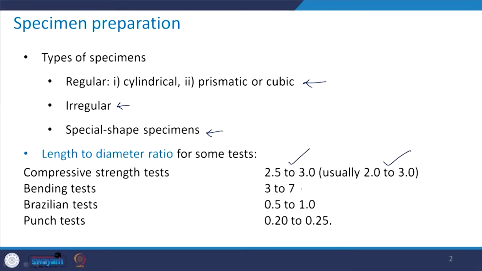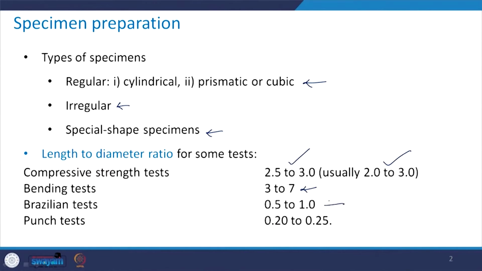For the bending test, this L by D ratio is to be 3 to 7, because you know that bending has to take place for such a test. Therefore, the length dimension is kept larger as compared to the width direction. For the Brazilian test, which is done to obtain the tensile strength, this L by D ratio is kept as 0.5 to 1. So you see here, this is a typical test specimen for the Brazilian test.